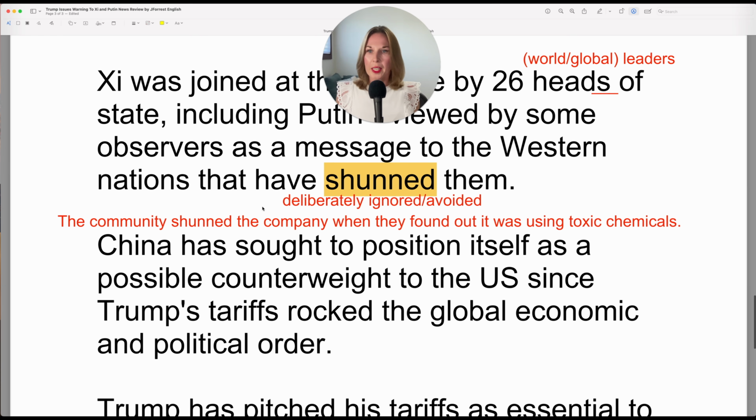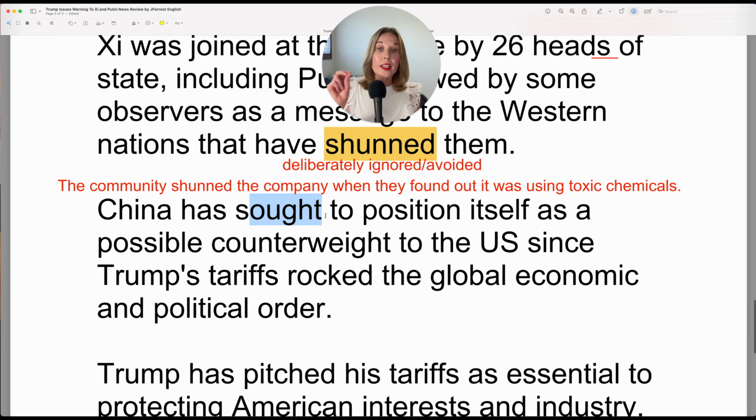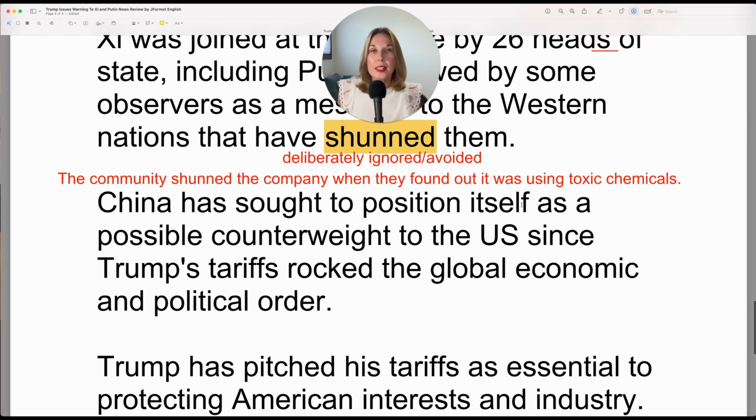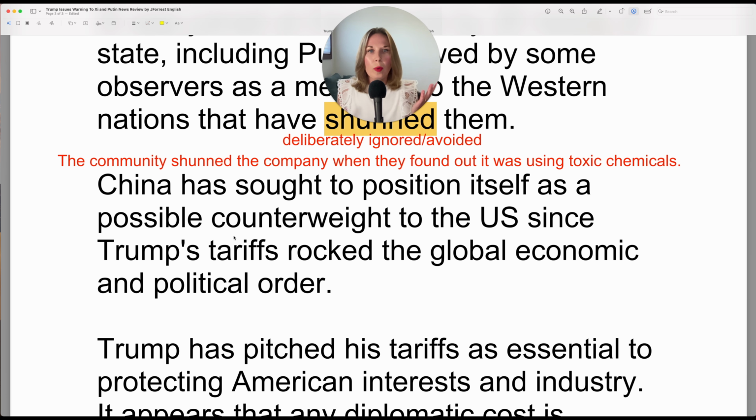Let's keep reading. China has sought to position, so to seek to do something. So this is our verb seek. It's an irregular past verb. It's also the participle form. Has sought. So past action with the result in the present. China has sought to position itself. So if you seek to do something, you try to accomplish something. China has sought to position itself as a possible counterweight to the US.